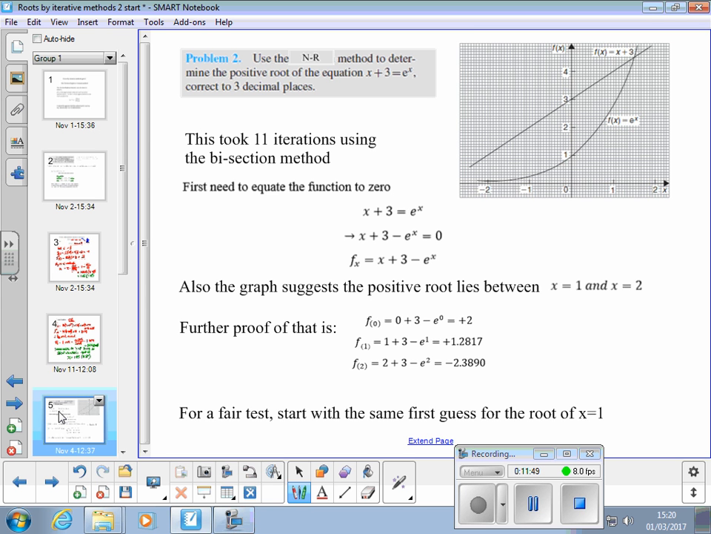So you also had a go at this problem this morning, one where you were trying to find the point where these 2 functions met, this positive one here. Okay, and again, the first thing we need to do, like we did before, is equate the function to 0. So we've got our function f of x as x plus 3 minus e to the x. And we already looked, and we know that our result is between the values of x equals 1 and x equals 2.